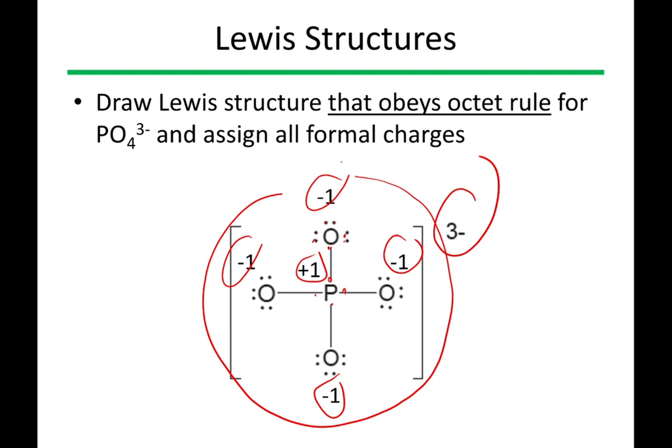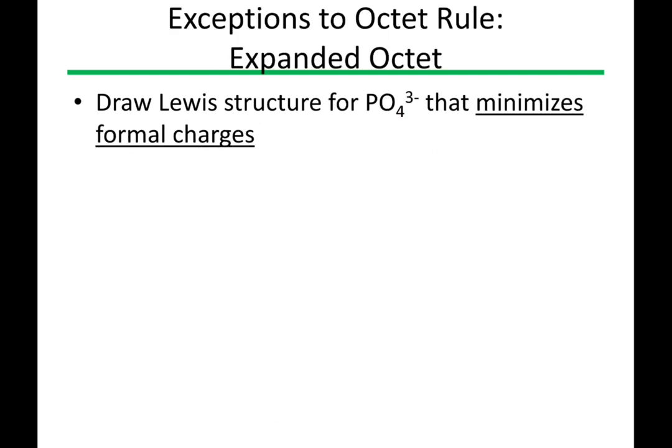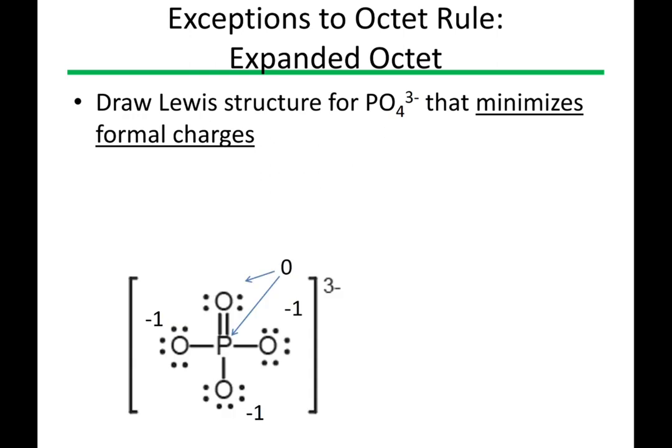So despite obeying the rule, you'll notice that there's an awful lot of charges on this atom. And remember, our most important formal charge rule was to try to get them all equal to 0. Well, it turns out that if we ignore the octet rule, we can draw a structure for phosphate that minimizes the formal charge. And it looks something like this.